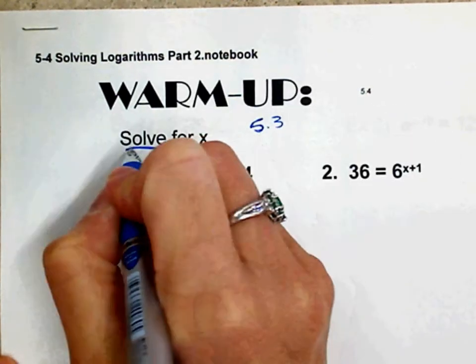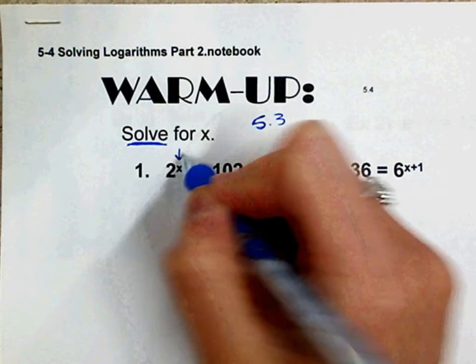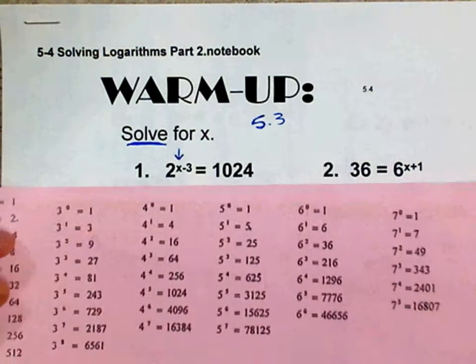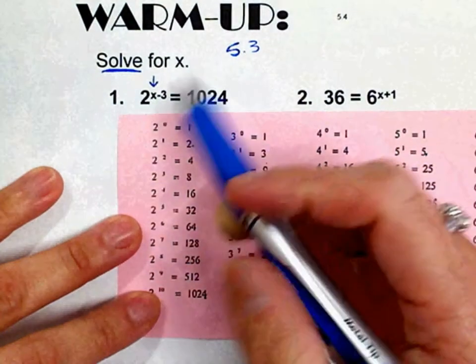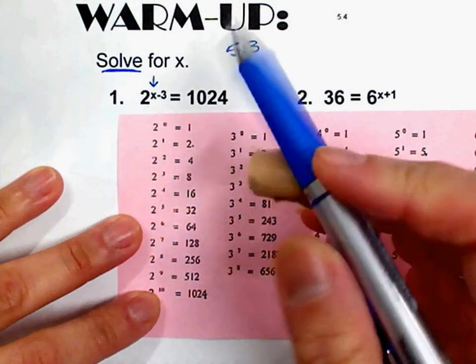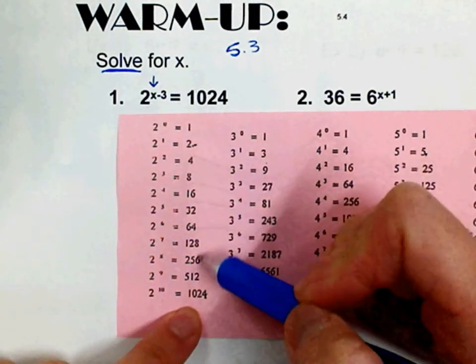And the key word here says solve for x. If you look at number 1, notice the x is in the exponent position. So what you want to do is use this power chart here, and you can look at 2, and if you look under 2, notice there's a 2 here, there's an equal sign, and 1024. So here's a 2, and here's 1024. You see how they're all in that same column?